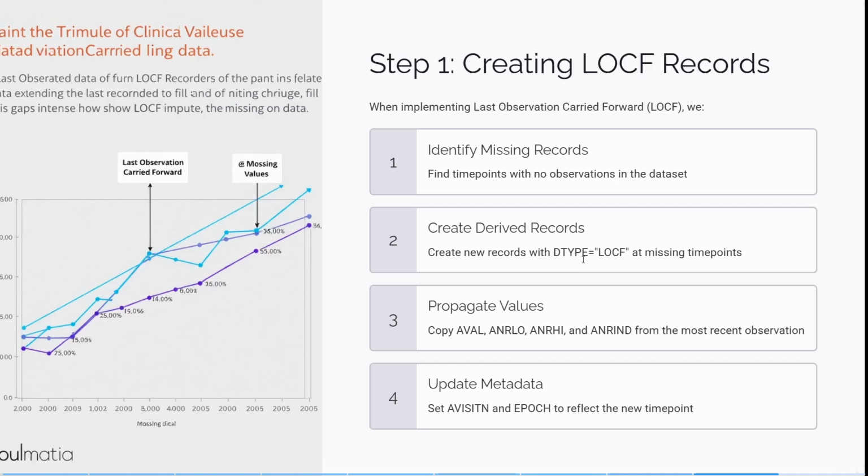So for the variable DTYPE, you'll have the name LOCF for the newly created records. Wherever you see the records are derived, that DTYPE variable will be LOCF at the missing time points, and propagate the values, copying AVAL, analysis range lower value, higher value, and range indicators from the most recent observations, and update the metadata. So set analysis visit numeric and epoch to reflect the new time point.